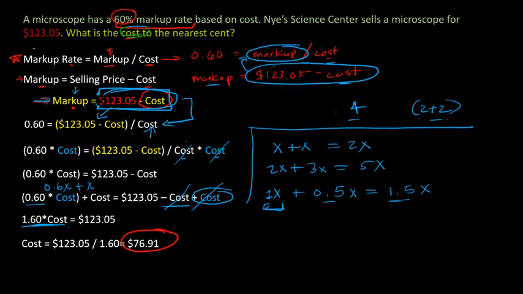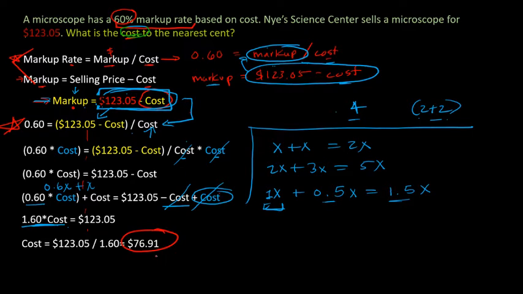We took the two equations we knew that had to do with markup. Markup rate equals markup over cost, and markup equals selling price minus cost. We plugged in the information we knew. Since I was solving for cost, I took a phrase that included cost, and I used it to substitute and get rid of markup. And that gave me this equation. And from there, I just solved for cost, and we got 76.91.